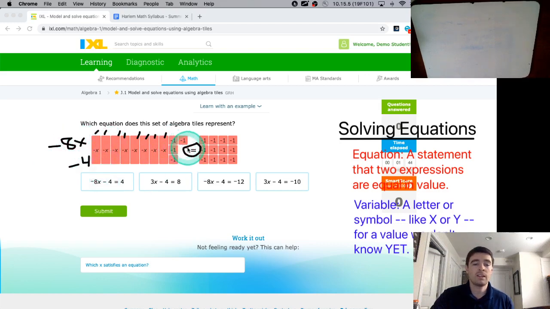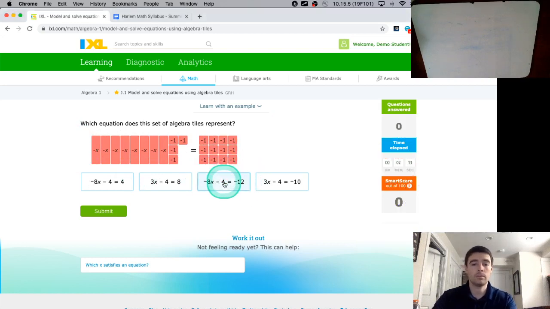On the right side, these tiles, negative 8x and negative 4, when you put them together, need to have the same value as the group over here. You can count them up, it's 3 by 4, so there's a total of 12 negative 1 boxes here. So the right side of my equation needs to be negative 12, and the left side needs to be a negative 8x and a negative 4. I see that this option right here is the correct answer.